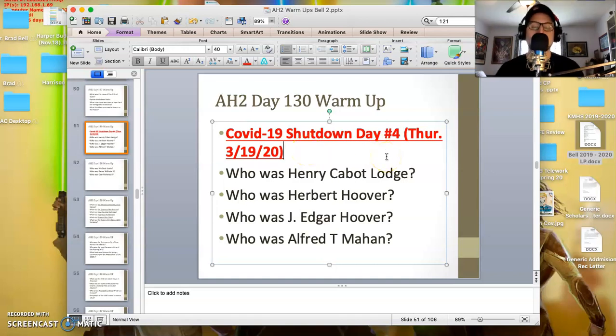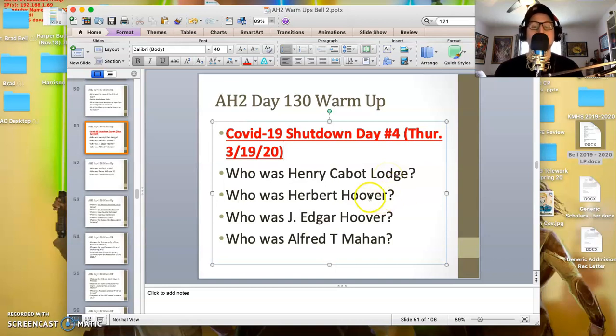Who was Henry Cabot Lodge? He was the Republican senator from Massachusetts who opposed Woodrow Wilson, and he really pushed for the United States to join the League of Nations post World War One. He was irate that the U.S. would not be a part of this international peacekeeping organization. He also wanted to punish Germany for their wrongdoings post World War I, whereas Woodrow Wilson did not.